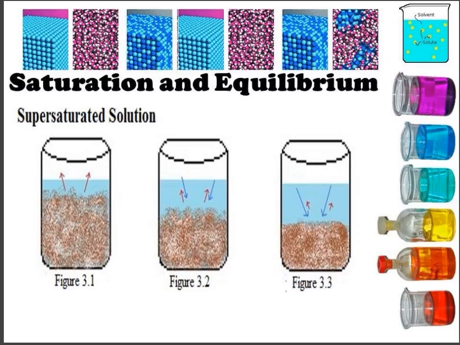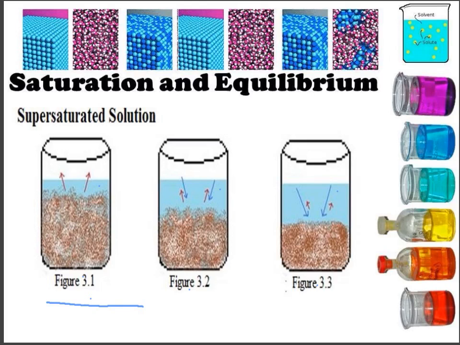Okay, we move now to a supersaturated solution. The third type of solution is supersaturated. This illustration here represents an example of a supersaturated solution. In a supersaturated solution, as shown in figure 3.1, 3.2, and 3.3, there is still a constant amount of water for all the beakers. 3.1 here shows the beaker with more solute than the saturated solution.